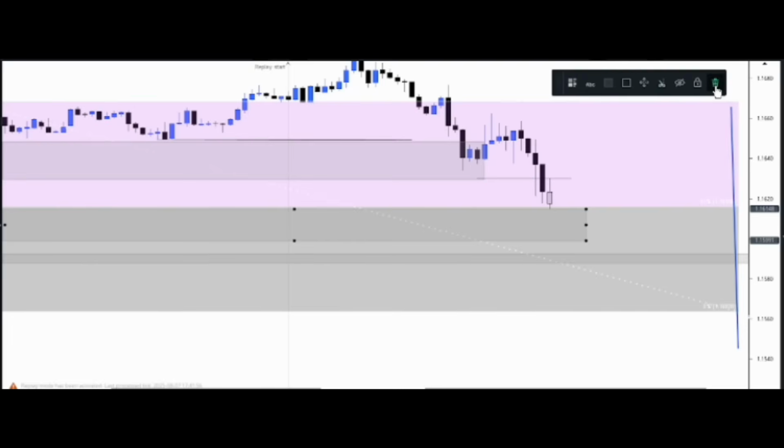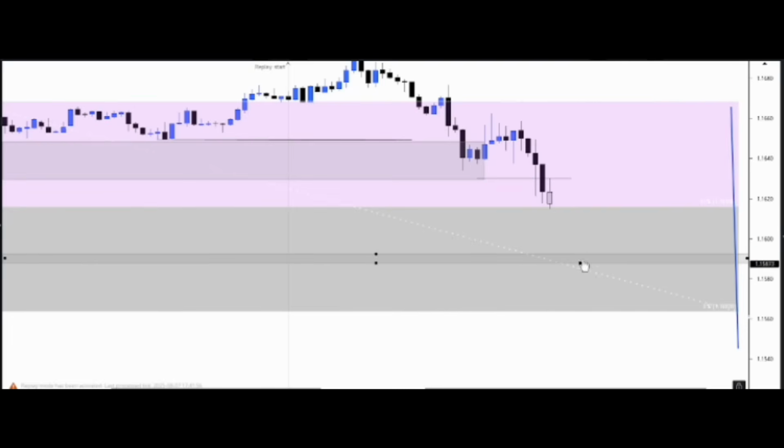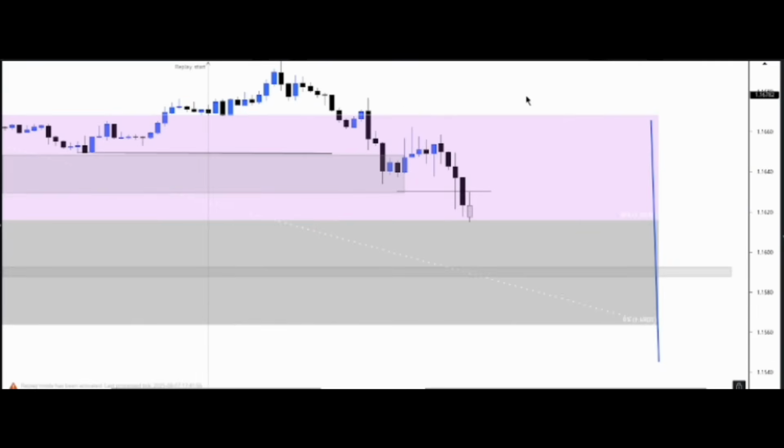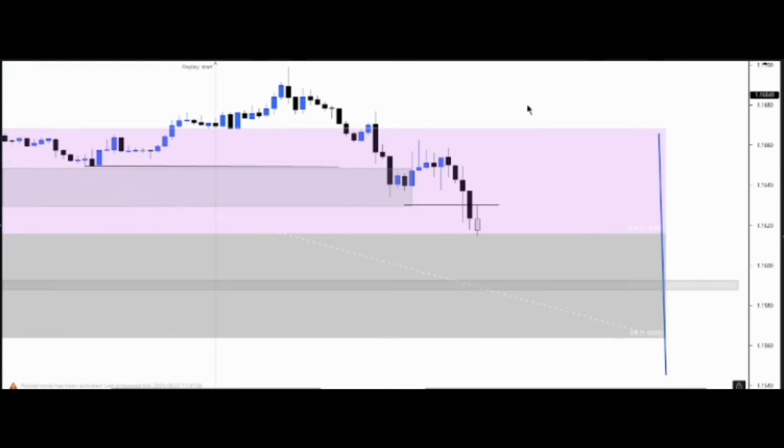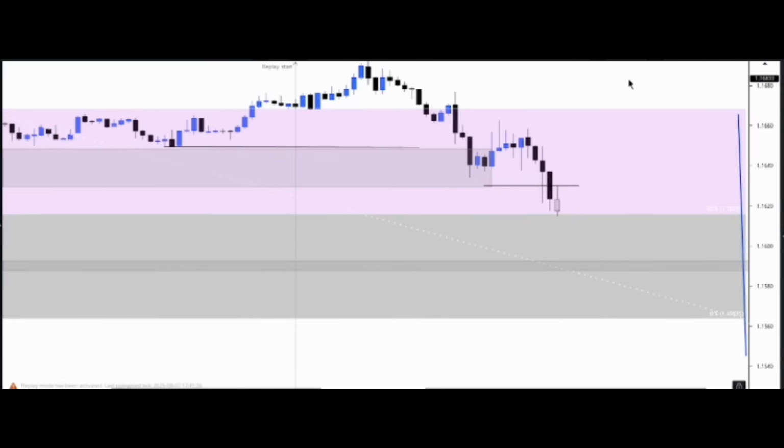So I want to take out this one. I'm waiting for price to come and tap into my dragon fair value gap. Please go back to your chart and find out. All right? So we continue. Now, price has tapped into this. If you want to take your trade, you are free to do so. It all depends on you.